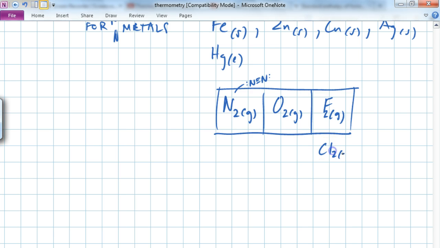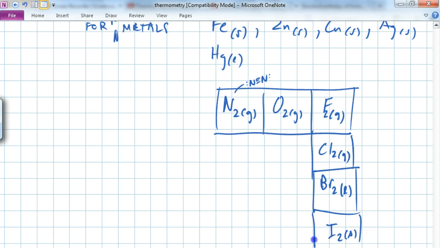We've got chlorine gas, bromine a liquid, and then iodine a solid. The noble gases are all monatomic. Okay. Now we need to watch out a little bit.